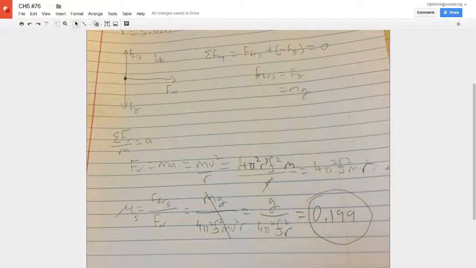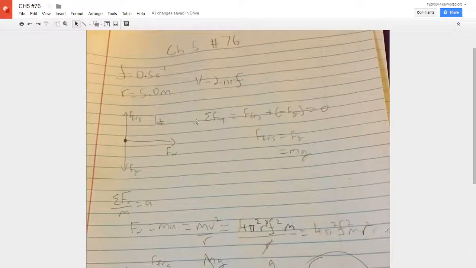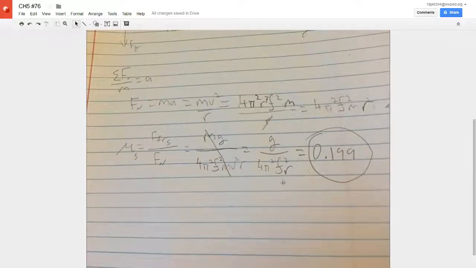So the reason I found friction and normal force is because the problem is asking you to find the mu value of the ride to keep the passengers up and safe. So we need to know our friction force and our normal force for that. Then I write my equation for static mu, which is just friction force over normal force, and I get mg over this thing over here. The masses cancel out, and then I get g over 4 pi squared f squared r, which when I plug in all my known values and my constants, I get 0.199 as my mu value.